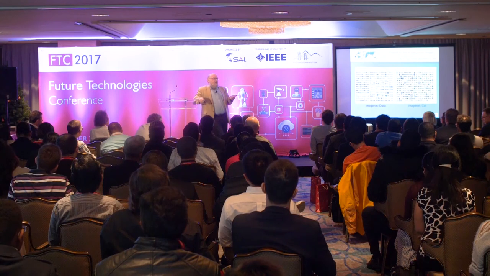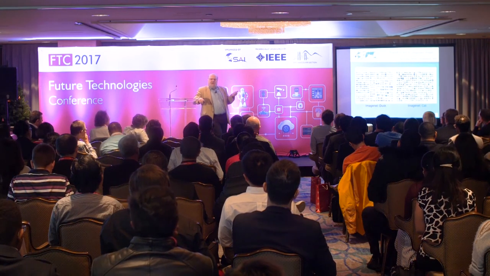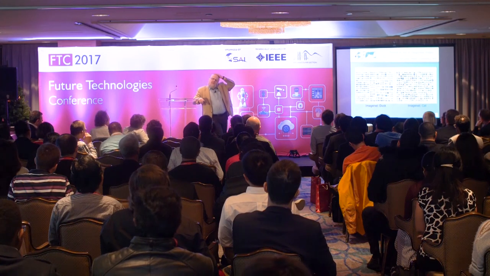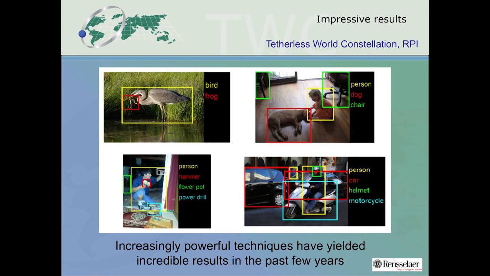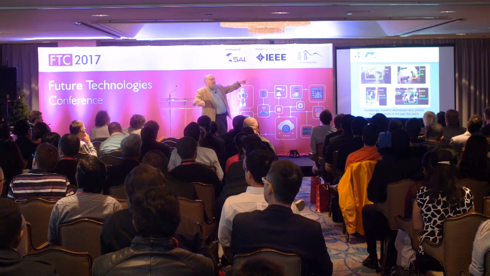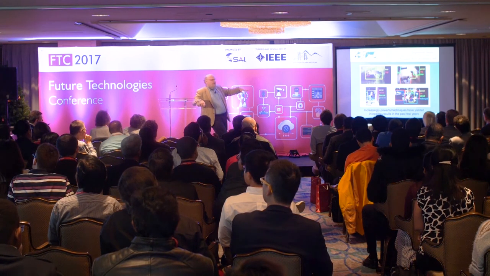So this suddenly was a technology for something known to be very hard for computers that suddenly went zooming ahead of human capability, right? So we could train computers to recognize these things. So for example, in an image, we can take these pictures. So here's a bird eating a frog. I'll come back later to this one in the upper right for you. So the person, the dog, and the chair. So yellow box is around the person. Red boxes around a dog, green boxes around chairs, person, car, helmet.